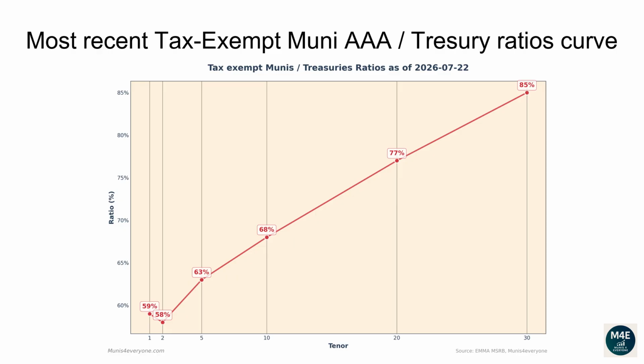The current one-year ratio is 59%. The 2 years ratio is 58%. The 5 years ratio is 63%. The 10 years ratio is 68%. The 20 years ratio is 77%. The 30 years ratio is 85%.